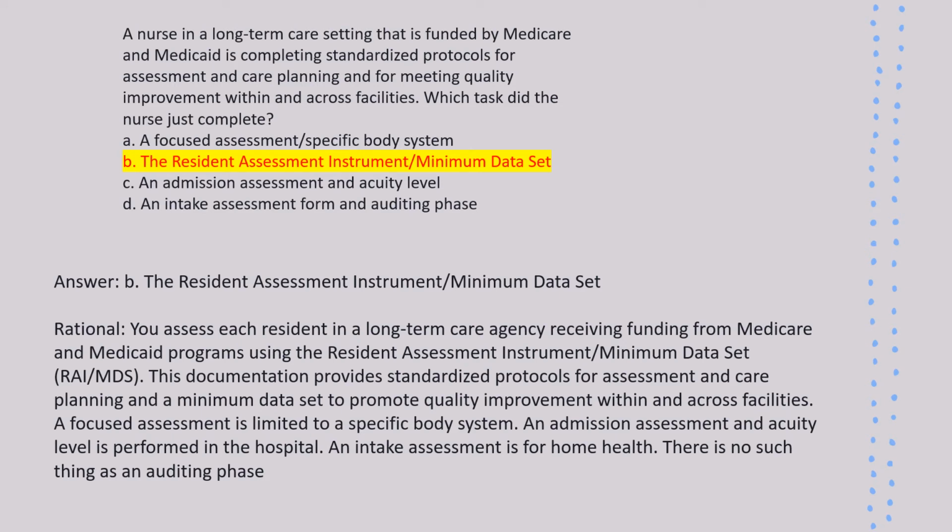Answer B. The resident assessment instrument, minimum data set. Rationale: You assess each resident in a long-term care agency receiving funding from Medicare and Medicaid programs using the Resident Assessment Instrument, Minimum Data Set (RAI, MDS). This documentation provides standardized protocols for assessment and care planning and a minimum data set to promote quality improvement within and across facilities. A focused assessment is limited to a specific body system. An admission assessment and acuity level is performed in the hospital. An intake assessment is for home health. There is no such thing as an auditing phase.